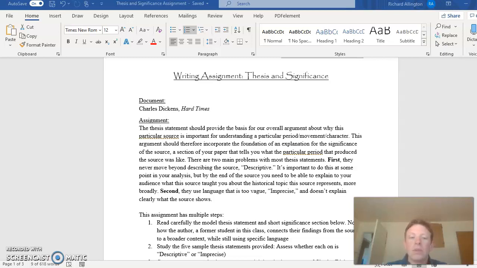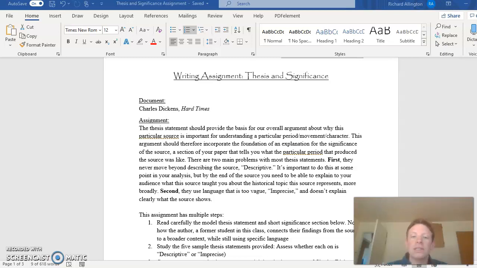So just to give you an overview here, when you write your thesis statement and then when you expound on it, when you talk about the significance of the source, you want to be able to say why this source is important for understanding the historical period that produced it. If it's a source from ancient Greece, why is this source important for learning about ancient Greece? What does it teach us about what ancient Greek society was like? If it's from the Protestant Reformation, what does this source teach us about what the Protestant Reformation was like? That explains the significance of the source.